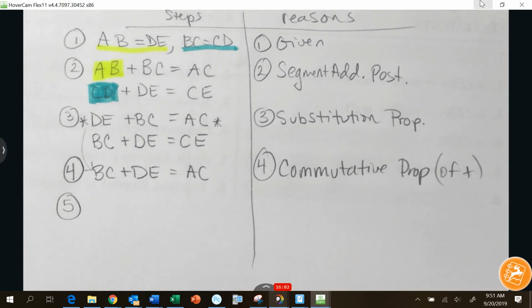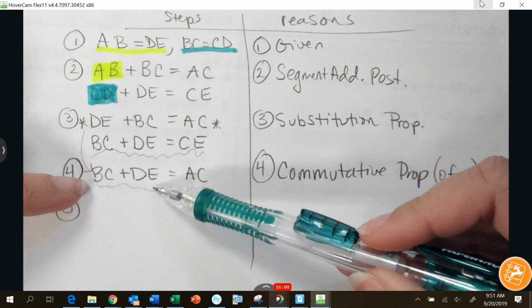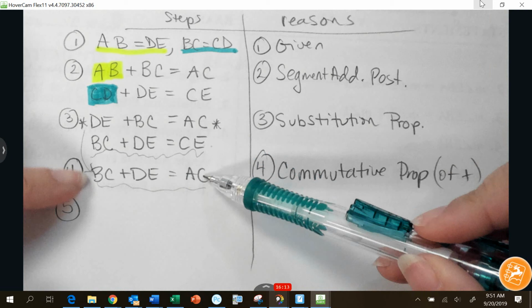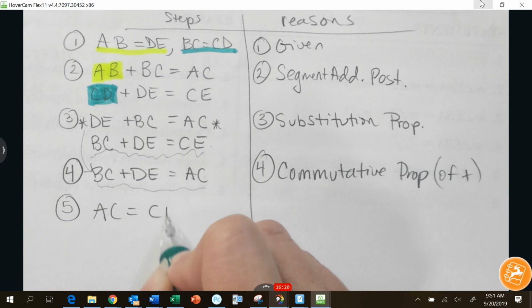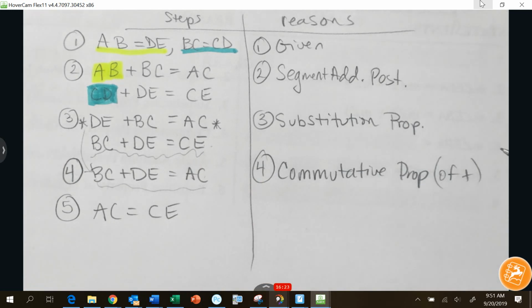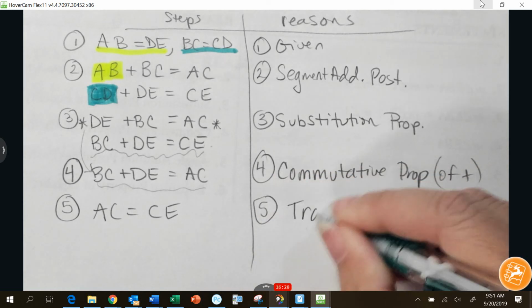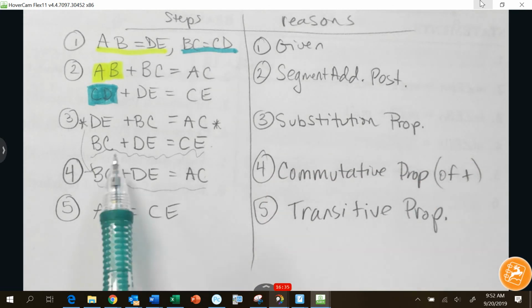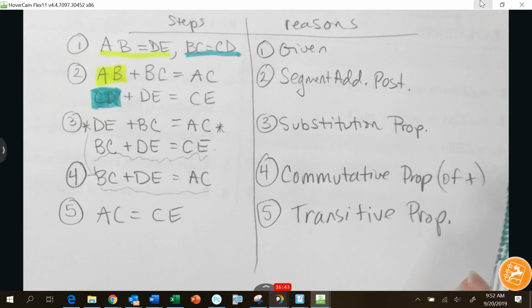Okay, so now can you tell me that this equation and this equation, we can use a property to tell me that AC equals CE? Can we do the same on the other side? Yep. Okay, so AC equals CE, so why? Say it again, louder. Transitive. So if BC plus DE equals CE, and BC plus DE also equals AC, then AC has to equal CE. Transitive property.